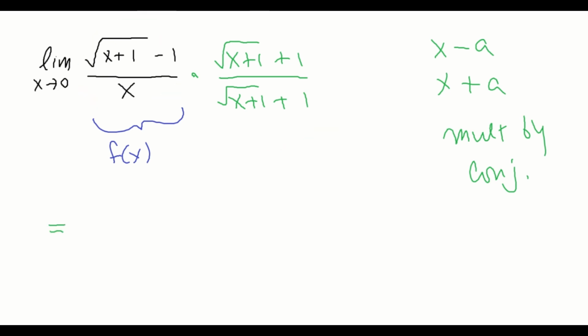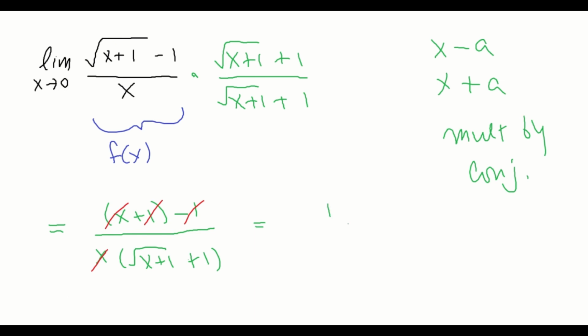Now in the numerator, after applying the difference of squares, we get x plus 1 minus 1. These ones are going to eliminate each other, and we're just left with x on the top. In the denominator, we don't need to multiply this out, because we want that x factored out. So now we have our new g of x.